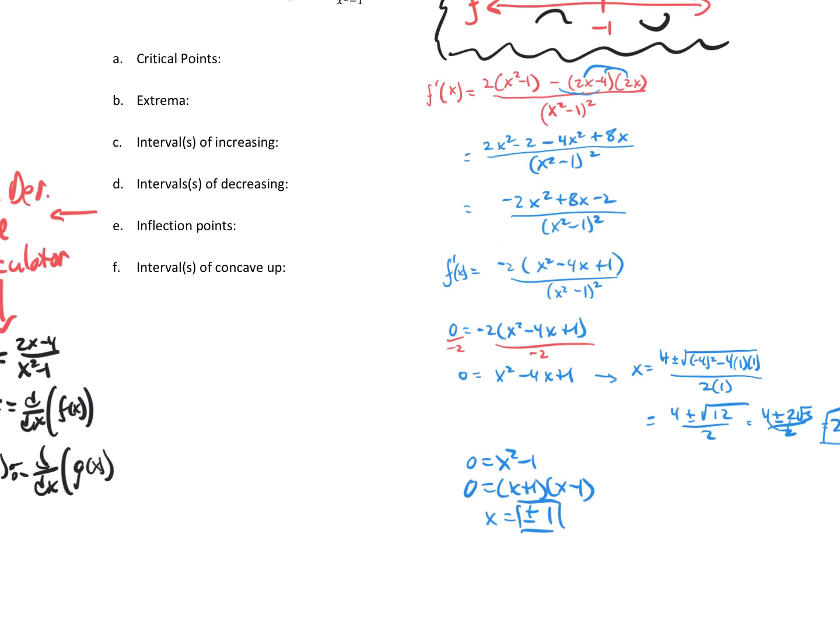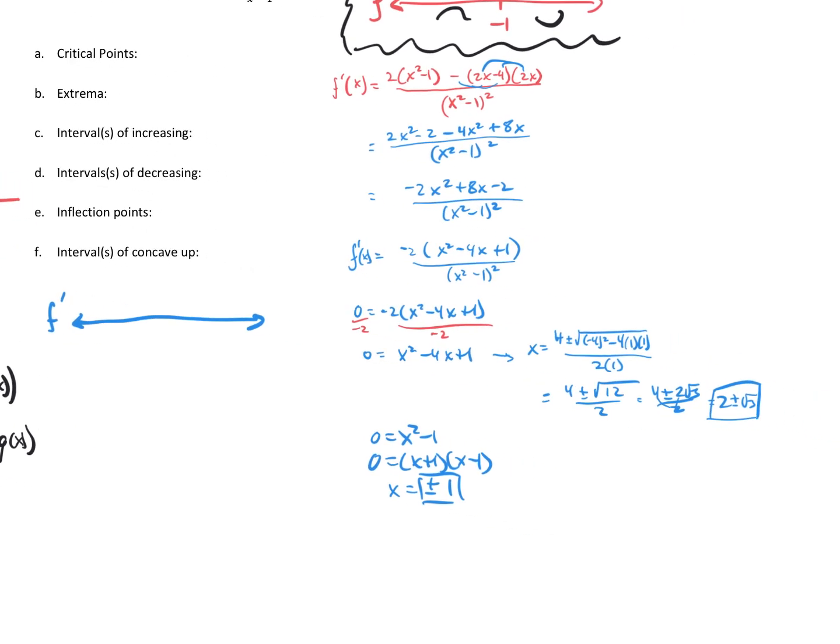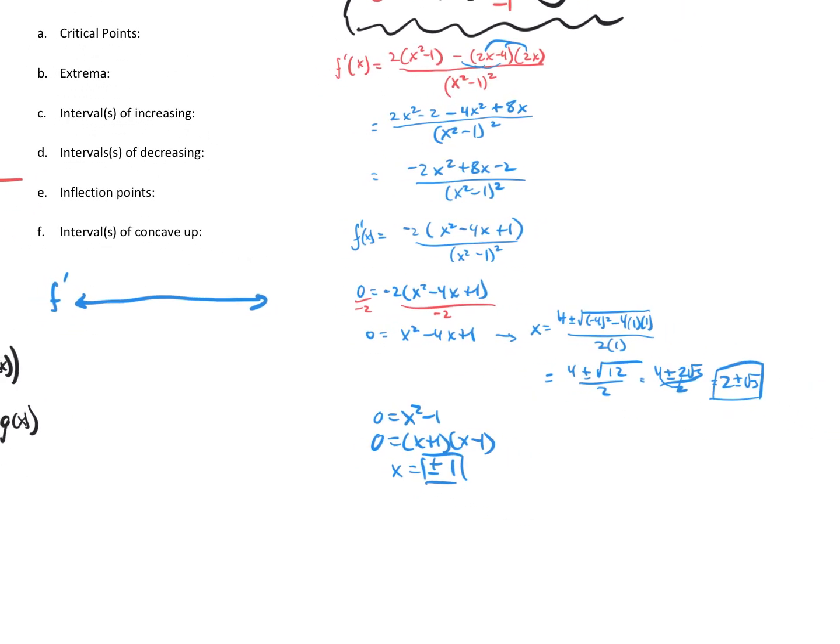All right, a lot going on here. So running out of room probably. So let's make a number line for f prime. Now, by the way, the square root of 3 is about 1.7. Okay, so just to kind of give yourself an approximation, 2 minus the square root of 3 is about 2 minus 1.7. That's about 0.3. 2 plus 1.7 is about 3.7.